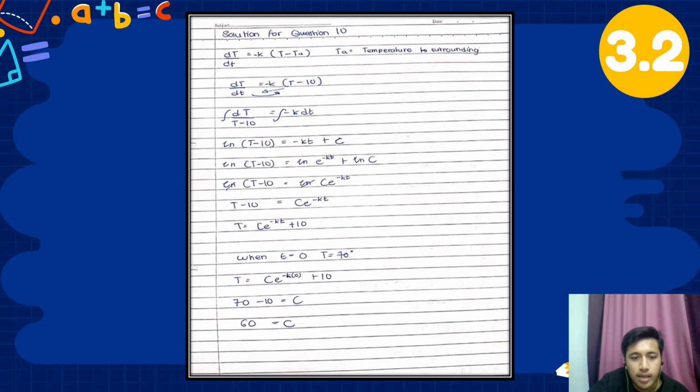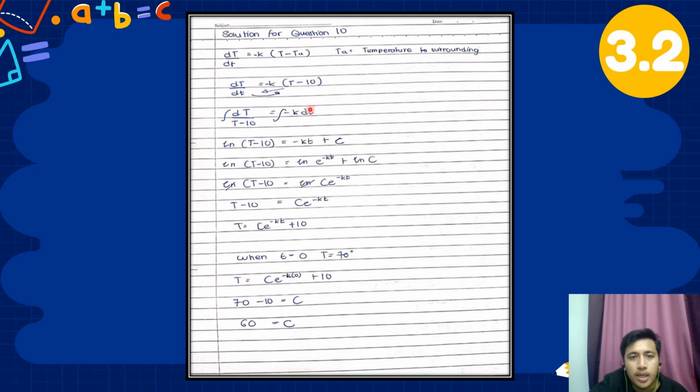For the first step, we will use dT over dt, where big T is the temperature and small t is the time, equal to negative k times the bracket T minus TA. TA is the surrounding temperature. After that, we put TA, the temperature surrounding, to the value of 10, because in the question it already says the temperature surrounding is 10 Fahrenheit.